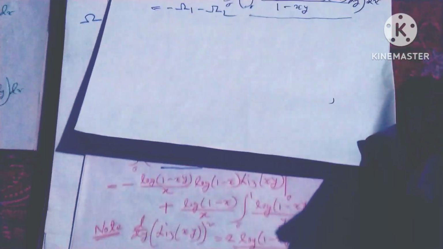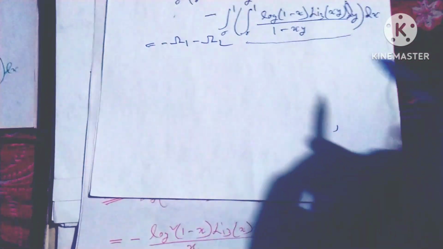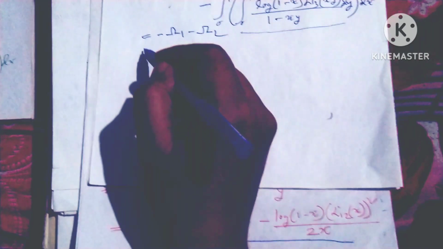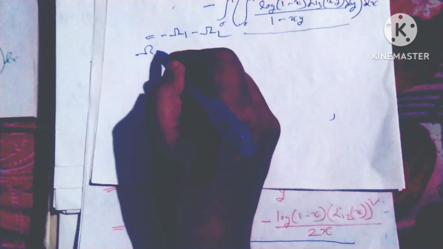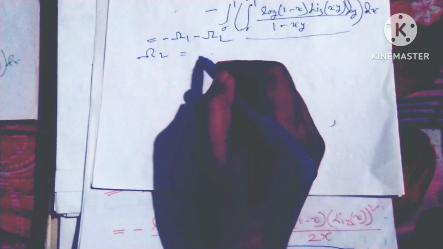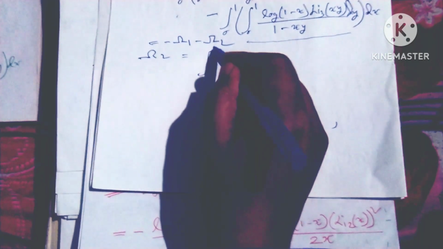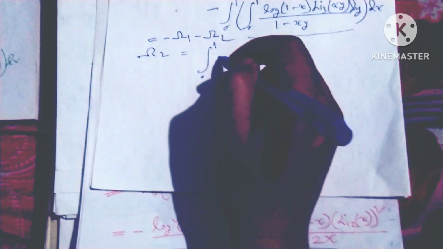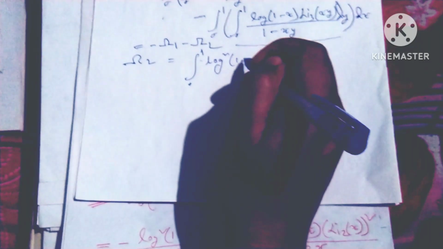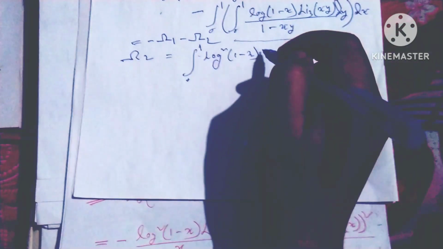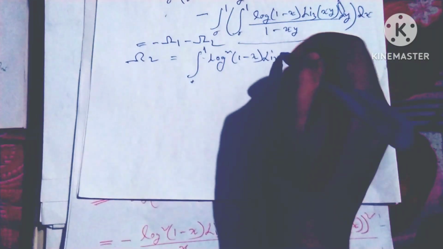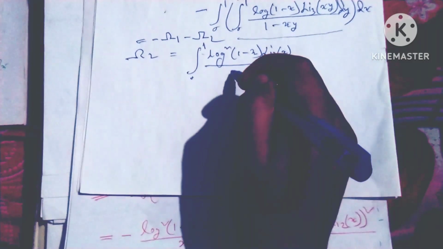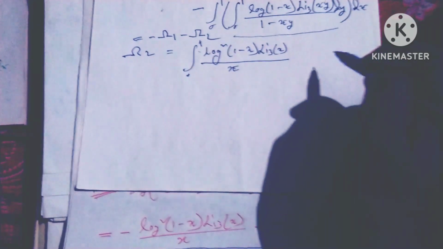So friends, I can write this value from here. So omega 2 equals the integral from 0 to 1 of log squared(1 minus x) Li3(x) divided by x, and minus.